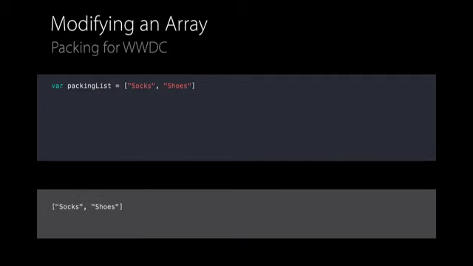So how would we modify these collections? Well, here's my packing list for WWDC this year. I've declared it as a variable, so I can change it. And I've included the essentials, socks and shoes. Now, at WWDC 2014, I forgot to pack my socks. And it was a nightmare. So I'm not making that mistake again.